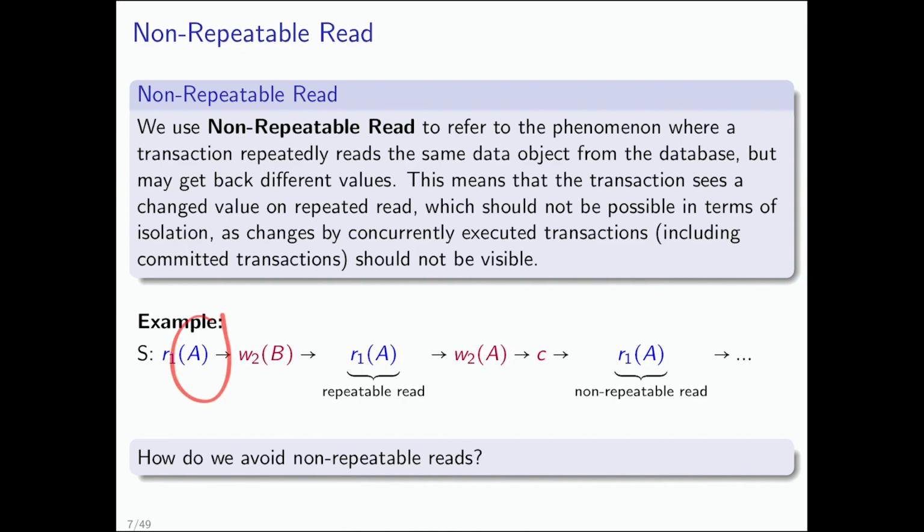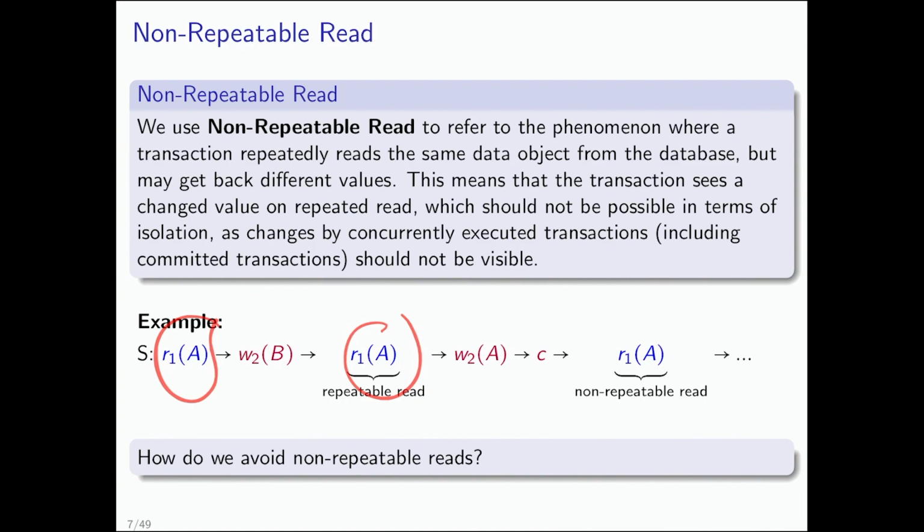So I'm reading object A, and I'm reading it again, and let's hope that I'm reading the same value here. In the schedule you see that A was not modified. So A must be the same value here. You can conclude that's a repeatable read. Whatever I'm reading here must be the same as here.